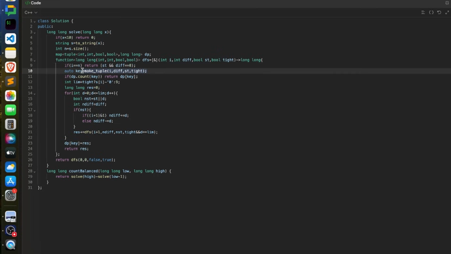Otherwise, create a tuple of all these 4 states. Then just check if the DP is already calculated.